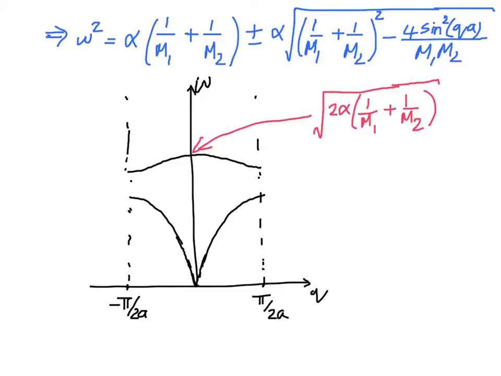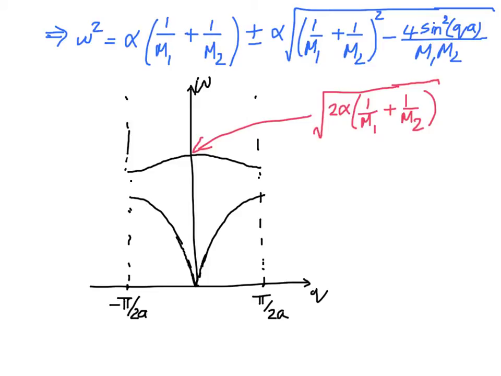The solution would be 2 times alpha times 1 over m1 plus 1 over m2, the square root of the whole thing, right? Because this is omega squared, remember. So to get omega, you need to take the square root of whatever is on the right hand side. So that's what this is. I've written this down here. So the upper solution is a non-zero quantity, and it's equal to this.